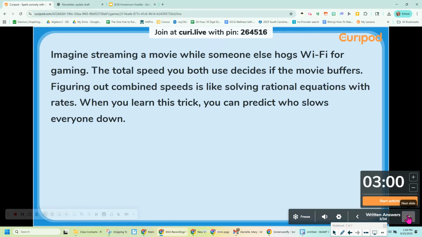So imagine streaming a movie while someone else hogs Wi-Fi for gaming. I know you're all familiar with that. The total speed you both use decides if the movie buffers. Figuring out combined speeds is like solving rational equations with rates. When you learn this trick, you can predict who slows everyone down.